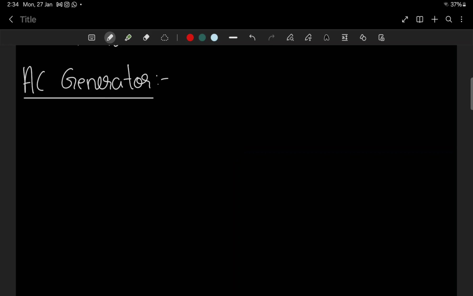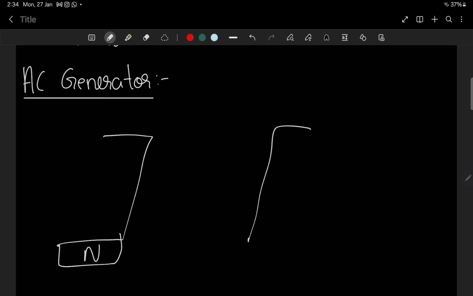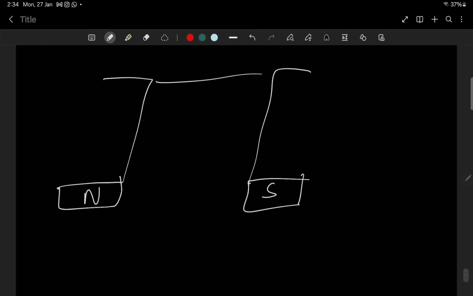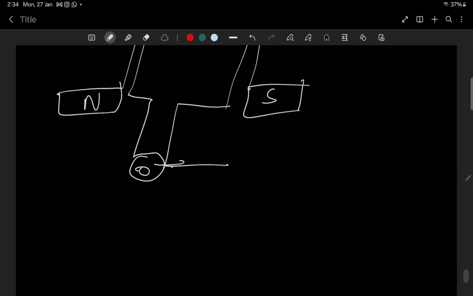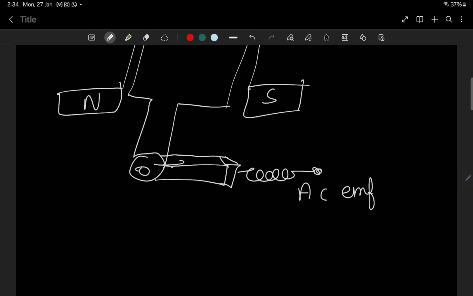A generator is something that converts mechanical energy to electrical energy. The principle is electromagnetic induction. First of all, there will be a north and a south plate. In that there is a current carrying coil like this, giving AC EMF, alternating EMF.